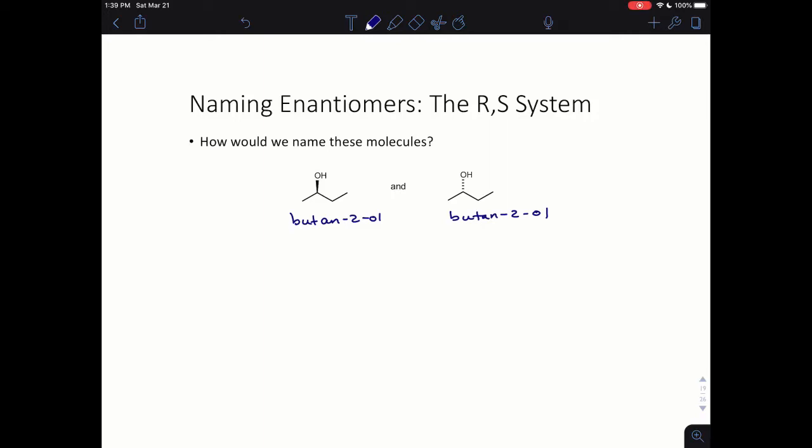In this video, we're going to learn how to name enantiomers, or how we can distinguish between two enantiomers. So in the previous video, we learned that although we may name both of these molecules butane-2-ol or 2-butanol, same thing, they are not the same molecule. They are enantiomers of one another.